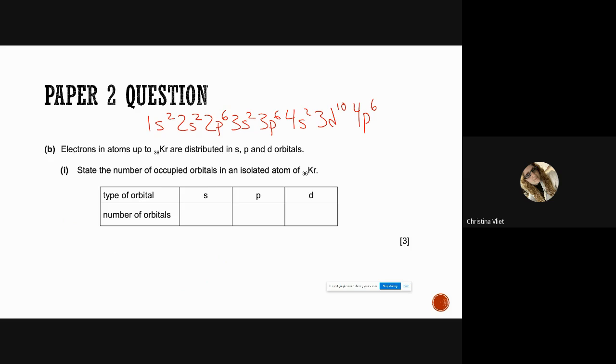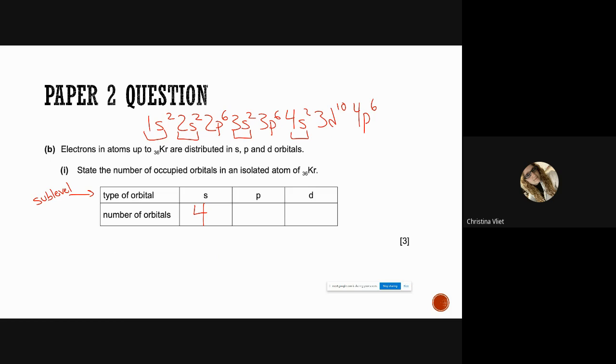That's the electron configuration. Now the question is, for each type of orbital you have, type of orbital is the same thing as sublevel, by the way, or subshell. So for each type of sublevel, s, p and d, how many orbitals are there? They're asking how many s orbitals have electrons in krypton. Can you count it? How many s orbitals? Well, there's one here, right? There's one here, there's one here, and there's one here. So if you came up with 4, that's correct. That's worth 1 mark.